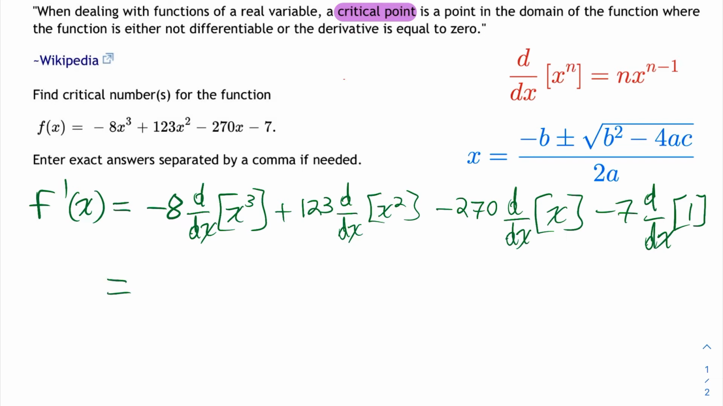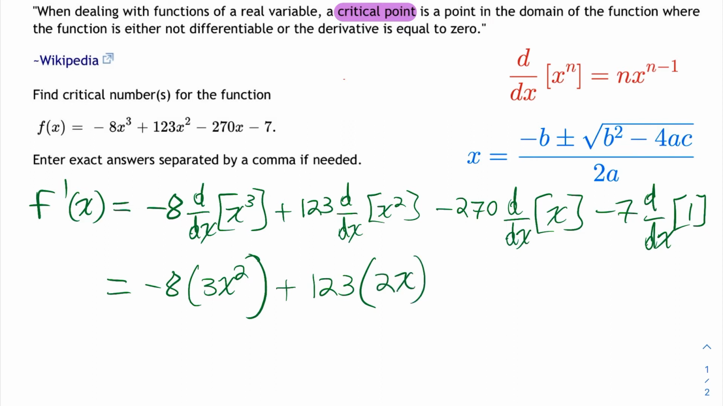And in the first case, it's going to give me negative 8 times 3x squared, because the rule says if n is 3, like in this case, then the derivative is going to be n times x to the n minus 1 power. Same thing here is going to be 123 times 2x. And then over here is going to be minus 270. And then the negative 7 is going to be multiplied by the 0 from the x to the 0. So the derivative of that constant is just 0.